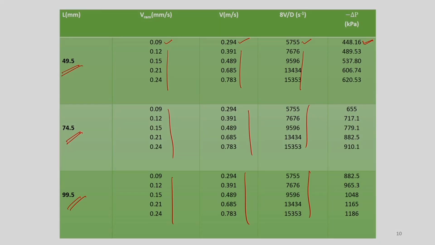So these things we have to find out using the previous slide's correction examples that we have done. Now, after getting this, from here itself we can plot minus delta P versus L for each 8 V by D, that is fine. When 8 V by D is 5755, minus delta P is 448.16 for L1 of 41.5, then minus delta P is 655 for L2 of 74.5, and then minus delta P is 882.5 for L3 of 99.5.